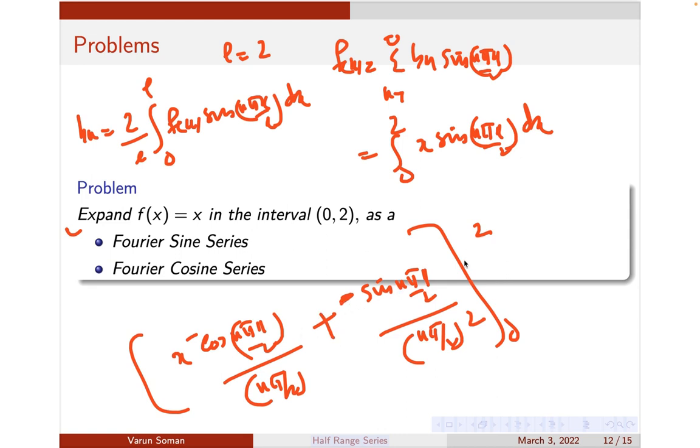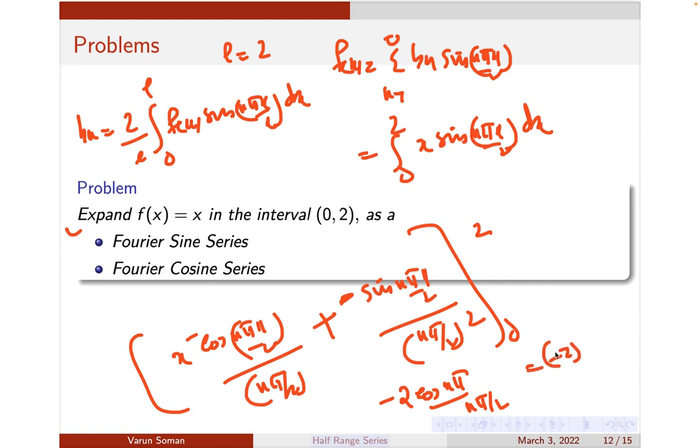So when you substitute 2, it will be, I think it is minus 2, okay, cos n pi 2 by 2, so it is just cos n pi by n pi by 2, right? Plus again sine n pi 2 by 2, so it will be sine n pi, so it will become 0. Again when you substitute the value of 0 here, this will become 0. When you substitute the value here, it will be sine 0, again it will be 0. So this is the only thing, so it is minus 2.